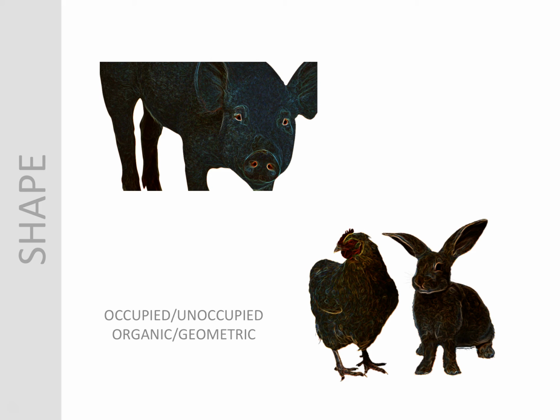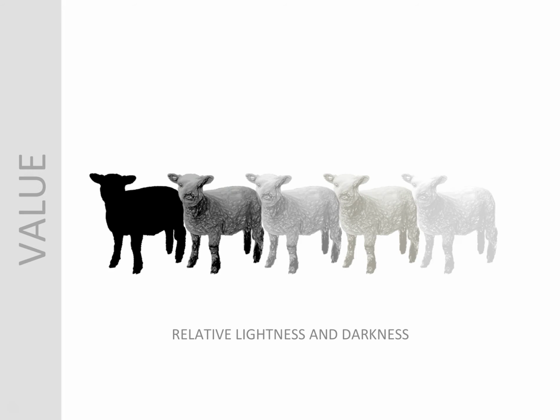Shape is a way to unify an image, and you can think about it in terms of, again, the organic or geometric form that it makes, and also think about occupied or unoccupied space, sometimes referred to as negative shape, which is certainly as important in the dynamics of a composition as the occupied shape. When we talk about value, we're talking about the relative lightness or darkness of an image.